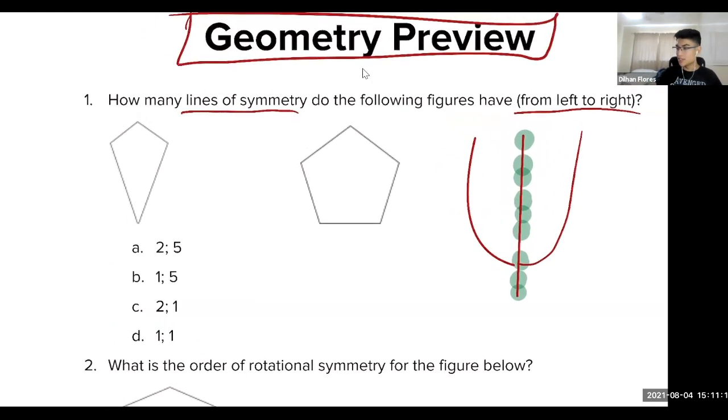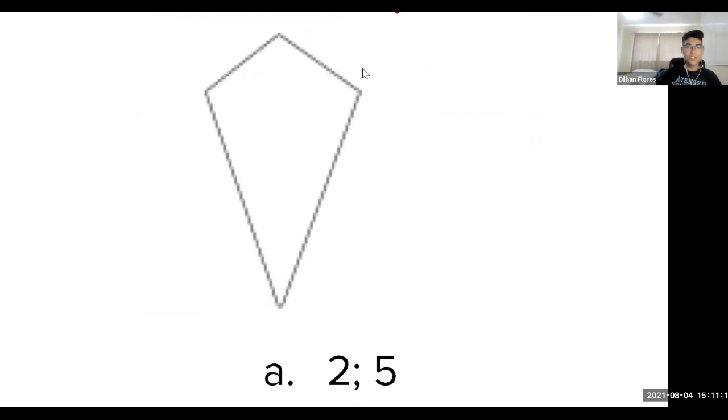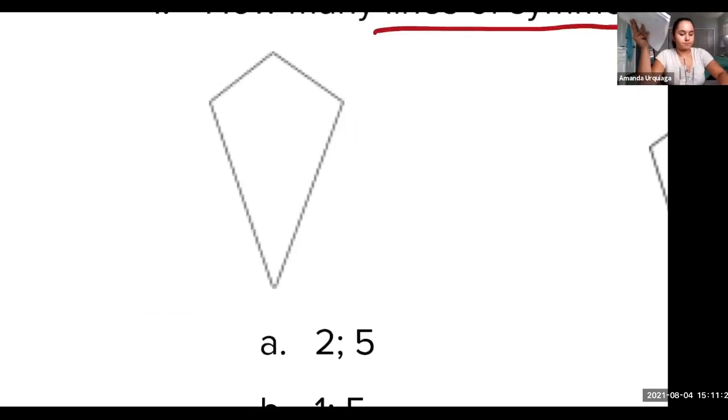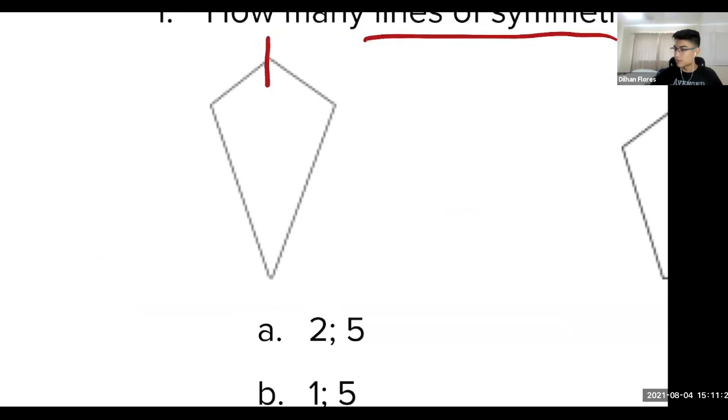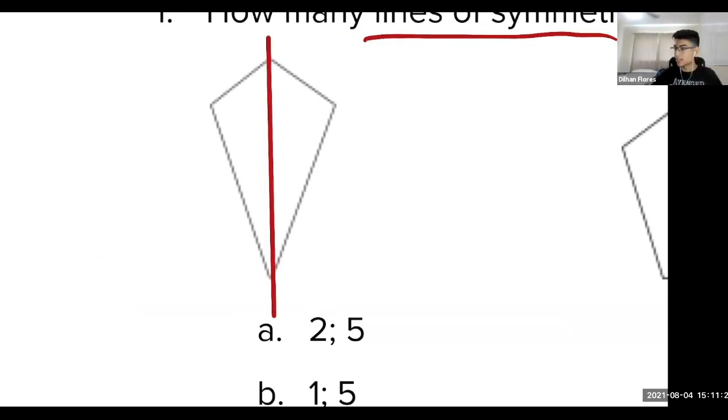So how many lines of symmetry does the left figure have? How many times can you cut it in half, and it's totally, completely equal on both sides? One, right? So we can cut it this way, down to 2 points. And we just made two triangles that each look exactly the same. This is triangle 1, triangle 2, okay? So this one has one line of symmetry.